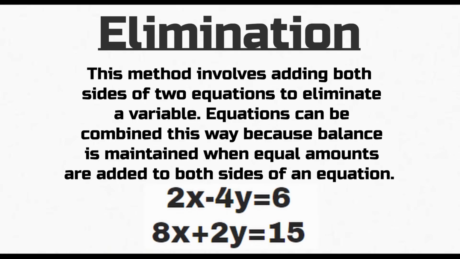The third and final way is elimination. This method involves adding both sides of two equations to eliminate a variable. Equations can be combined this way because balance is maintained when equal amounts are added to both sides of an equation. Our goal is to remove one of the variables and turn two equations with two variables into one equation with one variable.